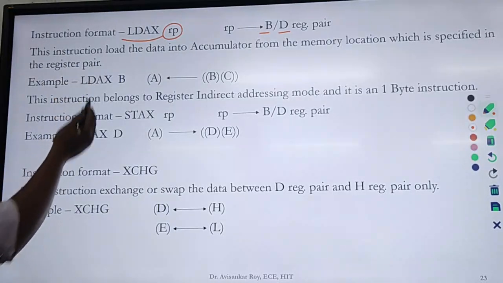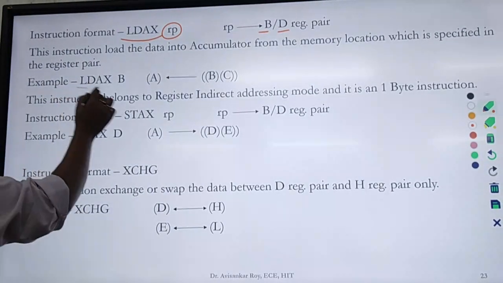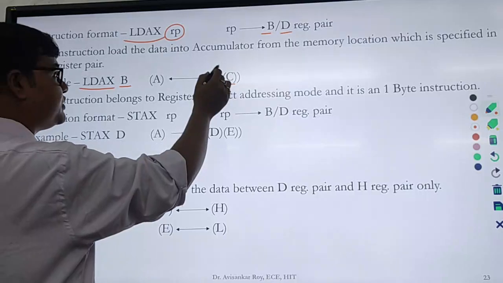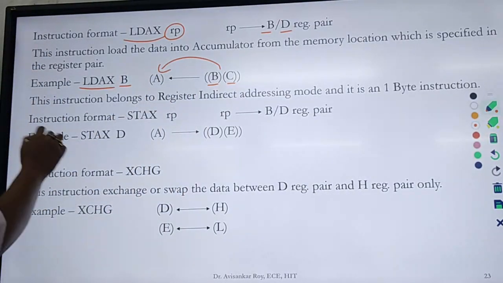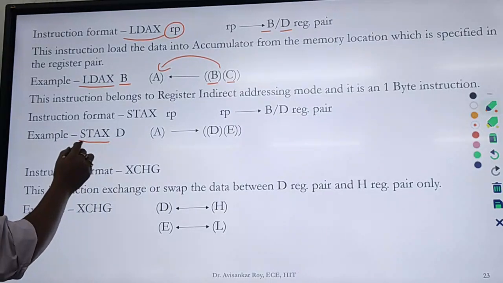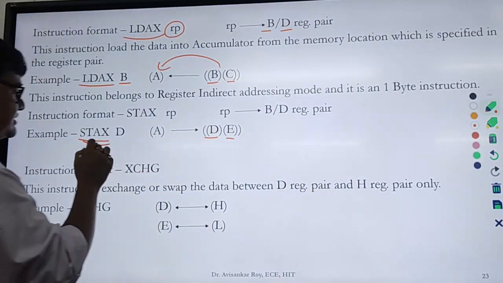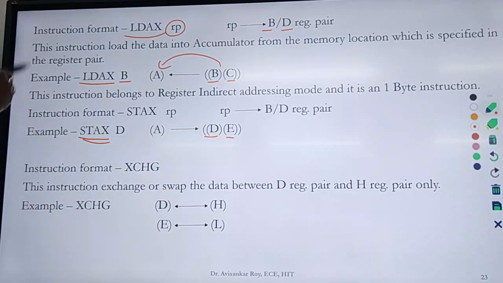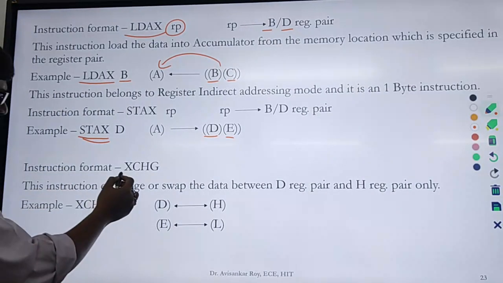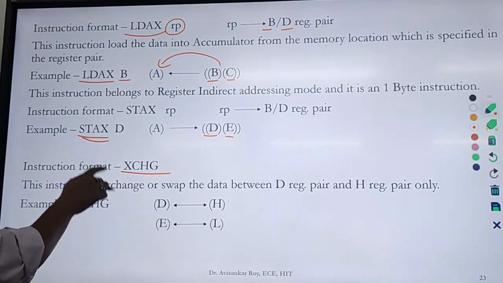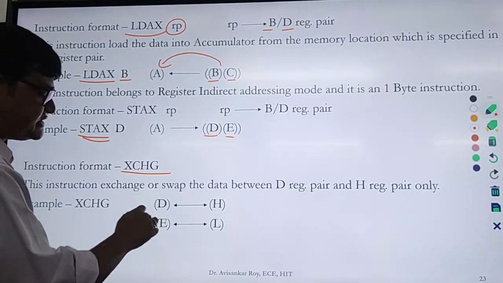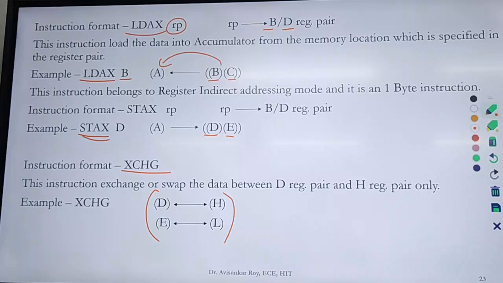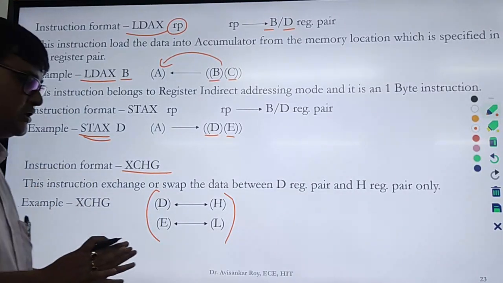In this case also, example LDAX B. The content of B and C defines a particular memory location, and the content of that location will transfer to the accumulator. Okay. Similarly for STAX, just the opposite: the content of the accumulator will transfer to the memory location defined by the D and E registers. So LDAX transfers the memory location content defined by one register pair to the accumulator, and STAX is just the opposite. And the last instruction is exchange, XCHG, which by default exchanges the data between the H register pair and the D register pair. Okay, so that's all about the instruction set of the data transfer group. Thank you.